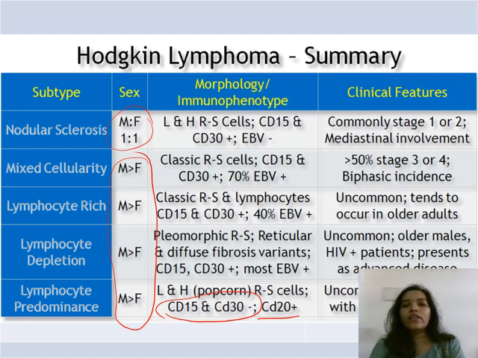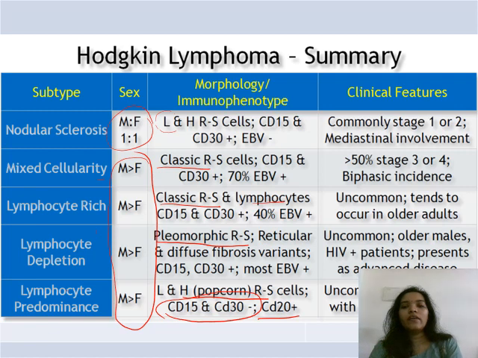In nodular sclerosis, we see lacunar type of RS cells. In mixed cellularity, we see classical type of RS cells. In lymphocyte-rich, we see classical type of RS cells with plenty of lymphocytes. In the lymphocyte-depleted type, we see pleomorphic RS cells. And in the lymphocyte-predominant type, we see popcorn type of RS cells.